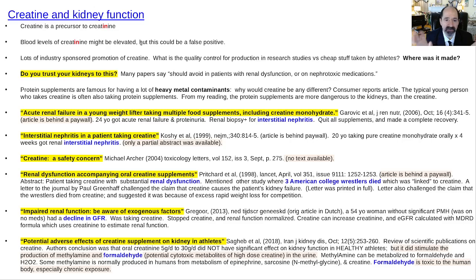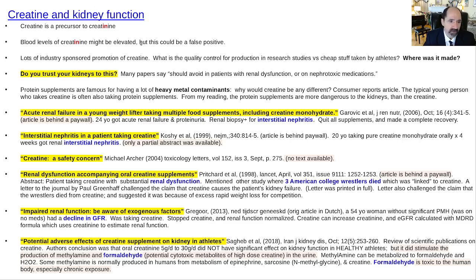Protein supplements are very famous for having lots of heavy metal contaminants. There've been several articles about that in Consumer Reports. The typical young guy is potentially at risk for a synergistic effect. They're routinely taking protein supplements, and they superimpose this creatine upon that. It's potentially more dangerous in that way.